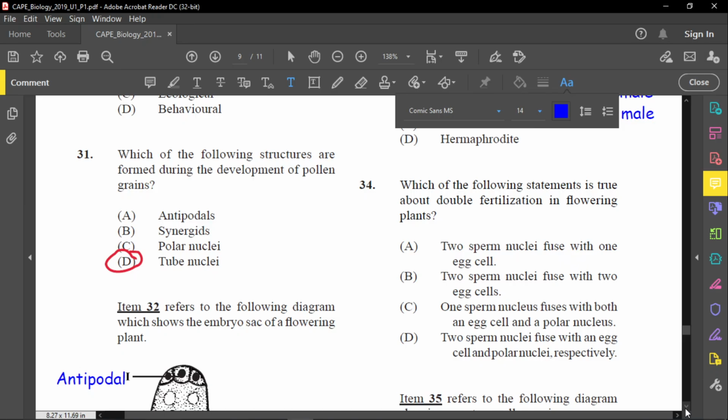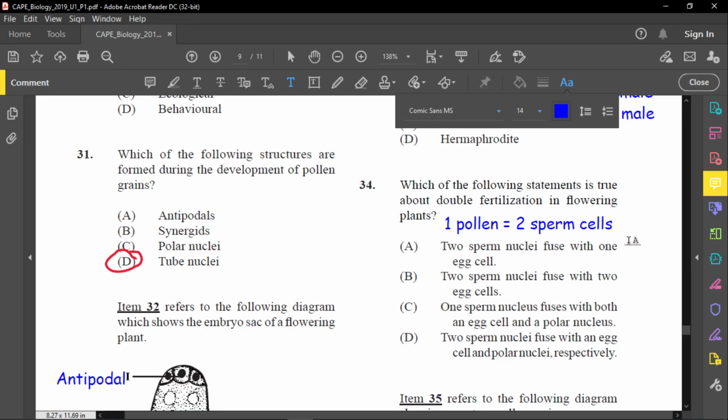All right, number 34. Which of the following statements is true about double fertilization in flowering plants? You're talking about double fertilization. As a matter of fact, before we go any further, let me make this statement right here. This is something that you need to know. One pollen equals 2 sperm cells. Yep. One pollen equals 2 sperm cells. That's the first thing to know. So a single pollen grain releases 2 sperm cells.